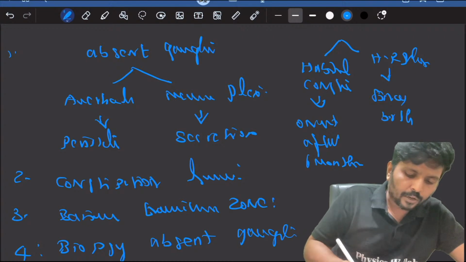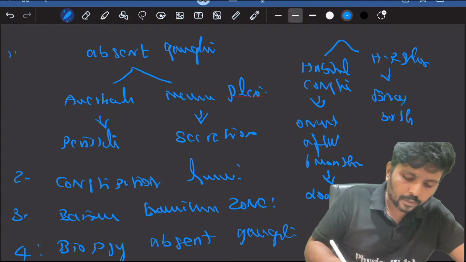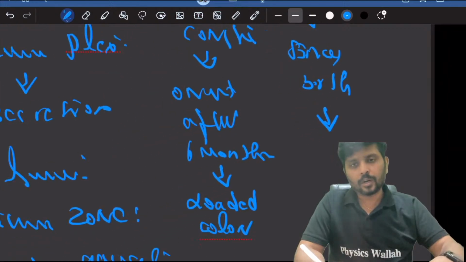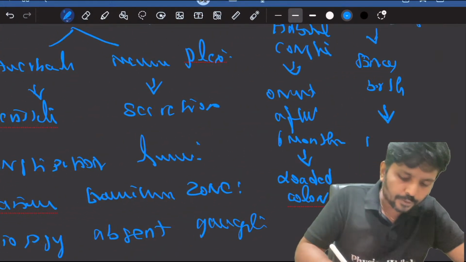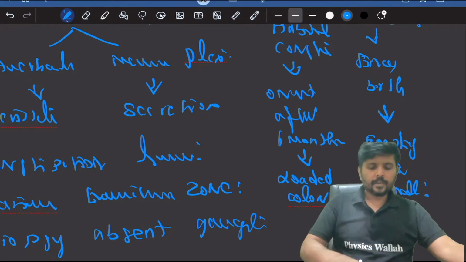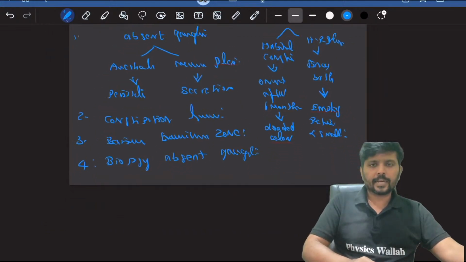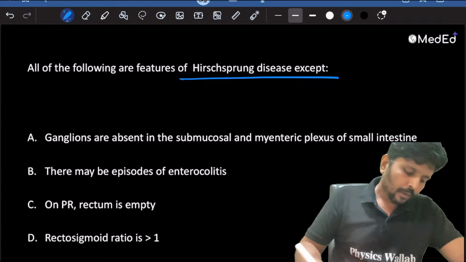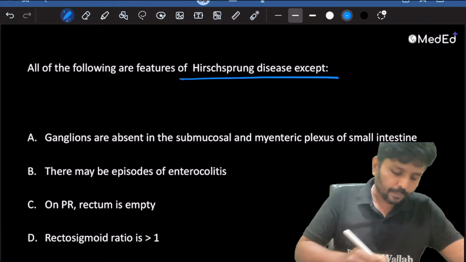In habitual constipation, your perirectal examination reveals a loaded colon, whereas in Hirschsprung's disease, you will have an empty rectum. So rectum size will be small. Rectum size, take a snapshot. Rectum size will be small. So all the following are features of Hirschsprung's disease.